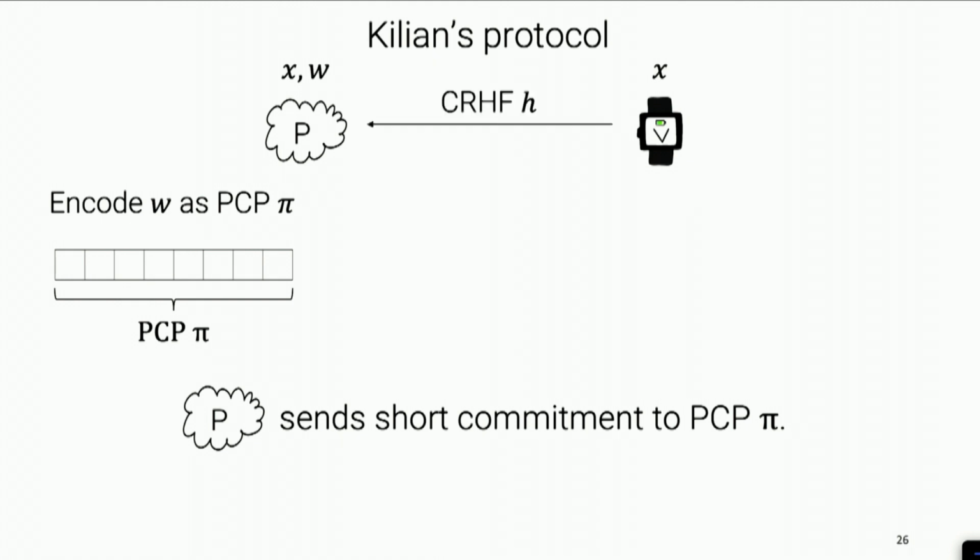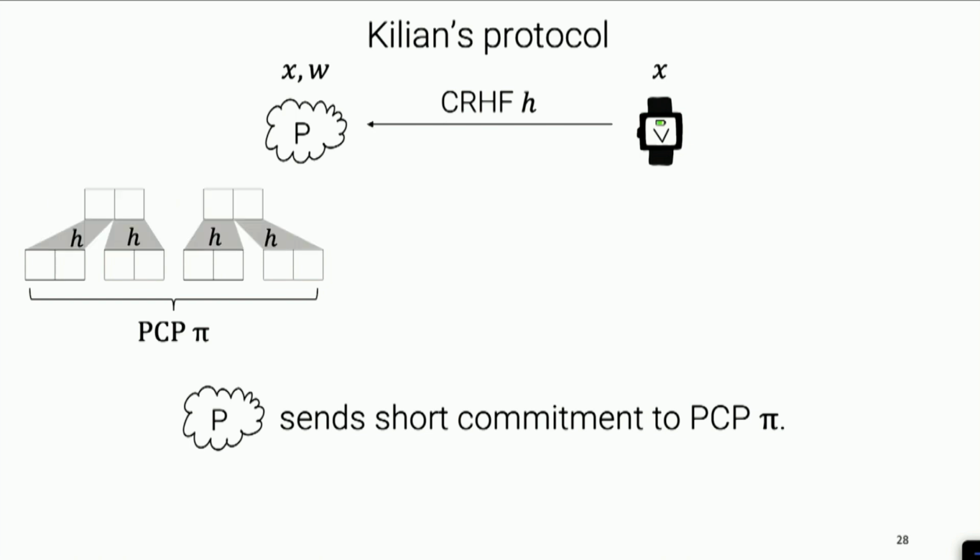So in the original protocol, what the prover and verifier do is the verifier samples some key, some description of a collision-resistant hash function and sends it over to the prover. And the prover uses this hash function to do a Merkle tree or tree commitment to the PCP. So what that means is it's going to take its PCP and basically divide it up into the leaves of some binary tree. And then it's going to hash its way up this tree.